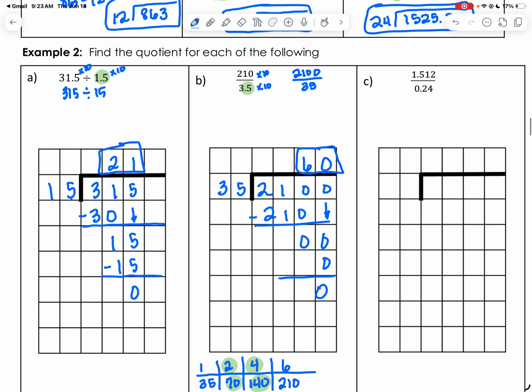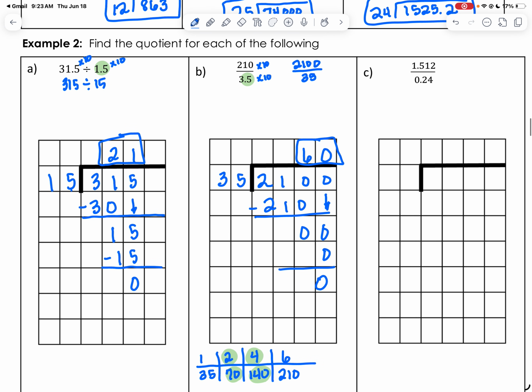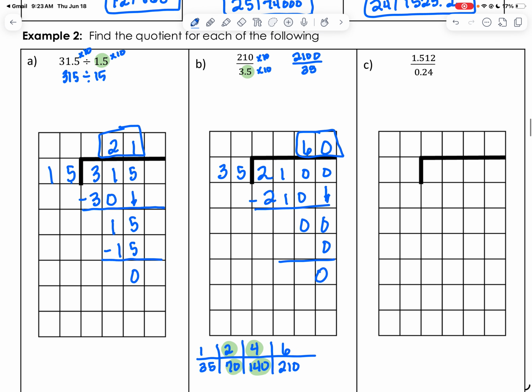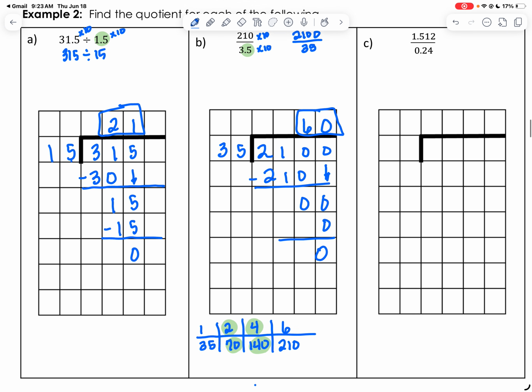So 210 divided by 3.5 gives us 60. All right, problem C.